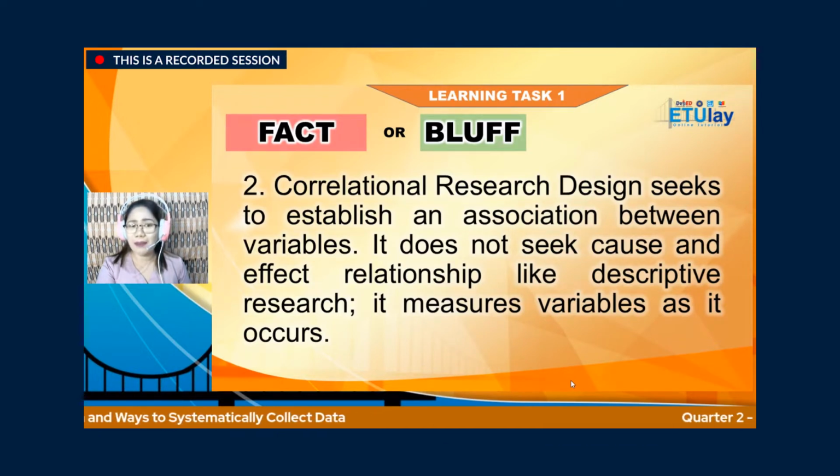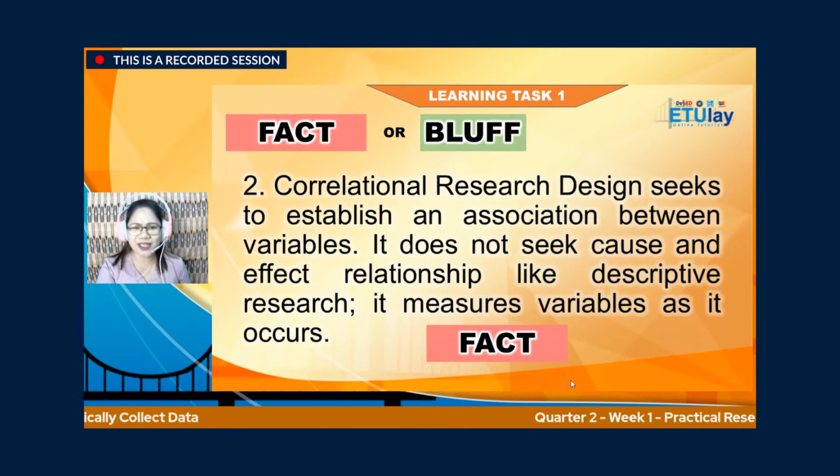Let's see if your answers are correct. What is the correct answer? Fact. This statement is also correct. Why? It's because correlational research design actually seeks the relationship between or among two or more variables. So we have a relationship between the two variables that we give in our research. So when that is our situation, where we are comparing or relating variables, we can use correlational research design. Are you ready for number 3?